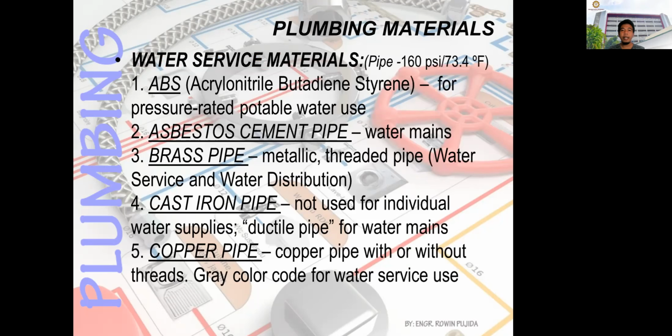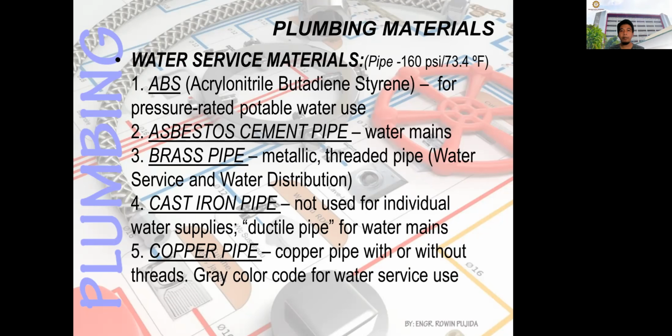Next we have the water services materials. This pipe usually has at least 160 psi, and it can withstand 73.4 degrees Fahrenheit. First is the ABS. ABS meaning acrylonitrile butadiene styrene.